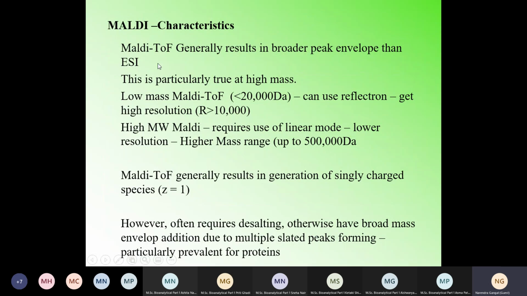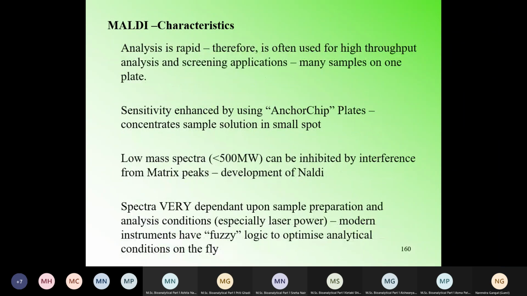Now I am giving the general characteristics of MALDI-TOF, matrix assisted laser desorption ionization time of flight. It generally results in a broader peak than ESI. For low masses, less than 20, you can use the reflectron to get high resolution. When we study the TOF, I will tell you about the reflectron. High molecular weight, say more than 5 lakh daltons, requires linear mode, with low resolution. Typically, you get singly charged, not multiply charged species. Analysis is very rapid, and therefore it is often used in high throughput screening applications.